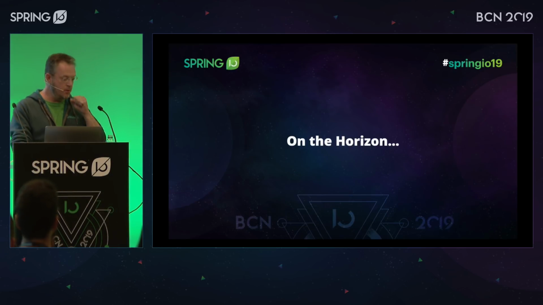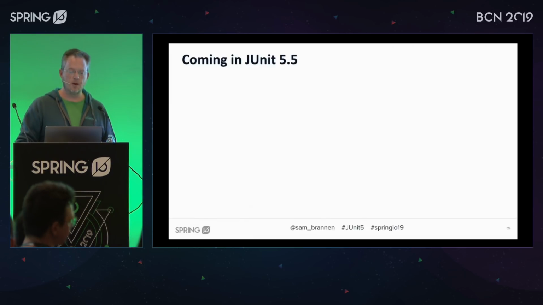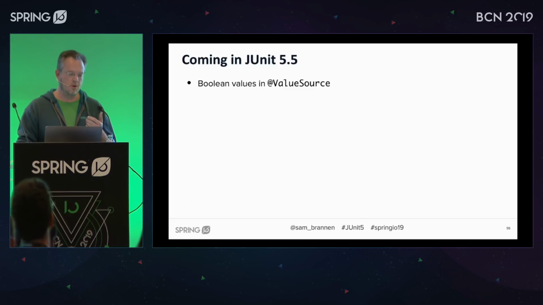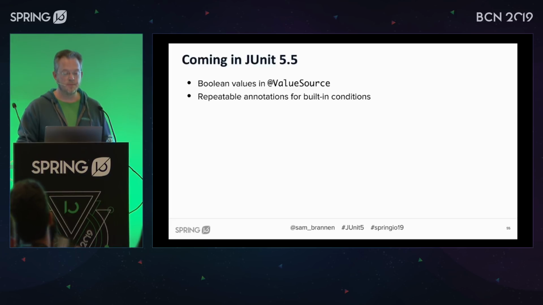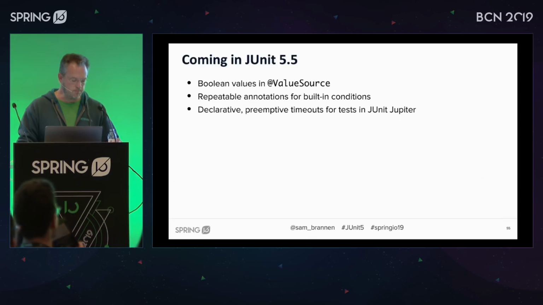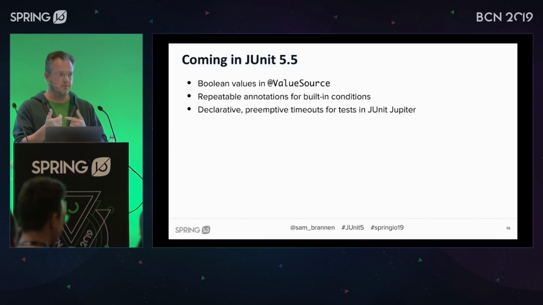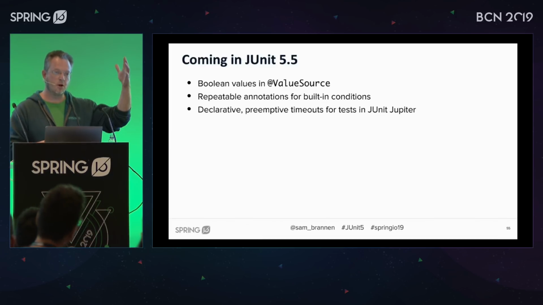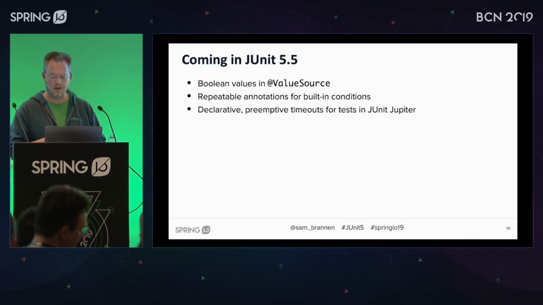Okay, so what's up and coming? In JUnit 5.5, we already have some milestones out. We'll have support for Boolean values in @ValueSource. These built-in conditions, like running on a particular OS, on a particular JDK, stuff like that, you'll be able to use repeatable annotations for that, so have them declared multiple times. In terms of timeouts, I showed you how to do that programmatically with assertTimeout, and we're going to introduce support for declaring that you want a particular timeout for all of your test methods in a particular class and stuff like that.